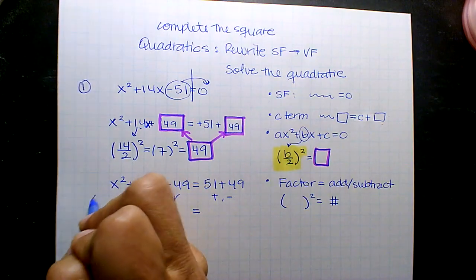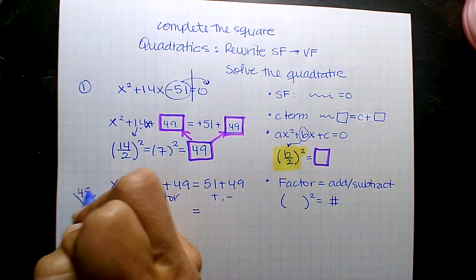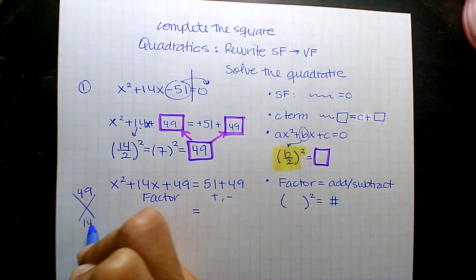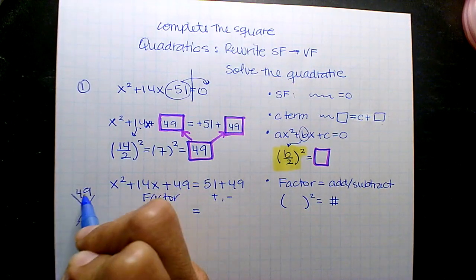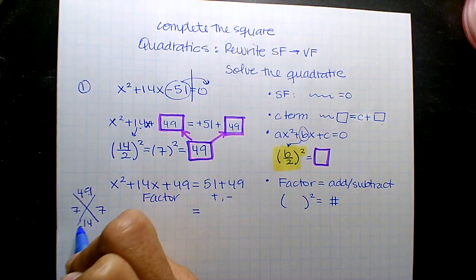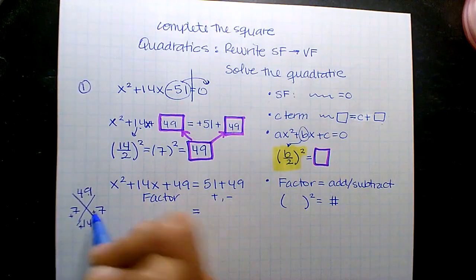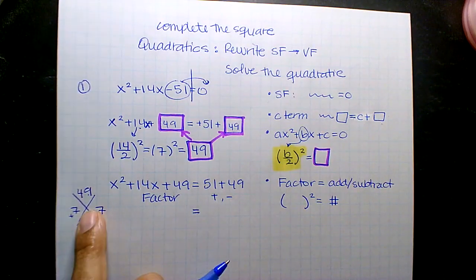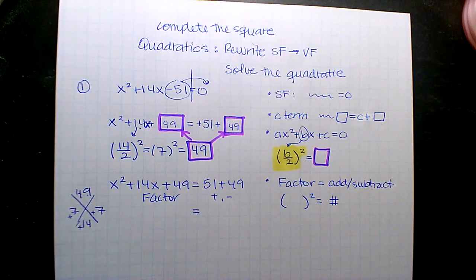So look, if you guys didn't believe me and you wanted to do the diamond method or the magic X, what two numbers multiply to 49 but add up to positive 14? Positive 7, positive 7. Okay, you don't have to do that work though. I just did it because this is the first time you're seeing it. I'm trying to be thorough.